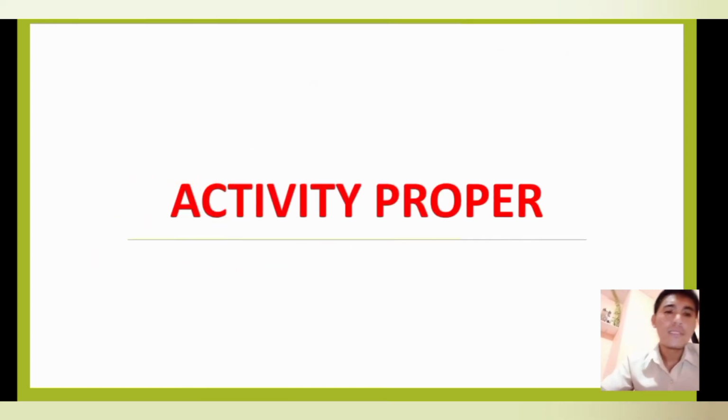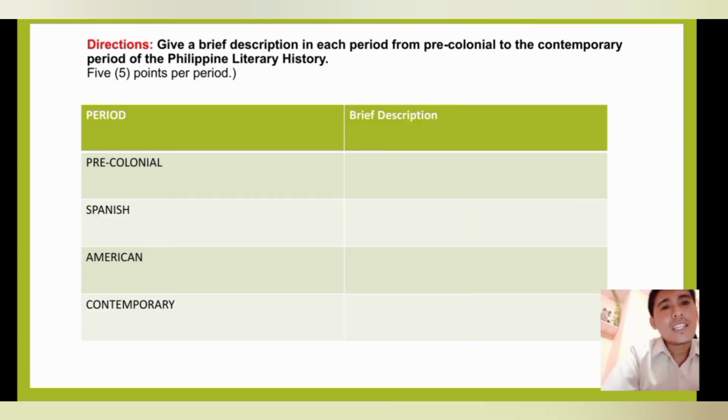Okay, we'll have the activity proper. Give a brief description of each period, from pre-colonial to the contemporary period, of the Philippine literary history. Pre-colonial, Spanish, American, and contemporary. Good luck and have a nice day ahead.